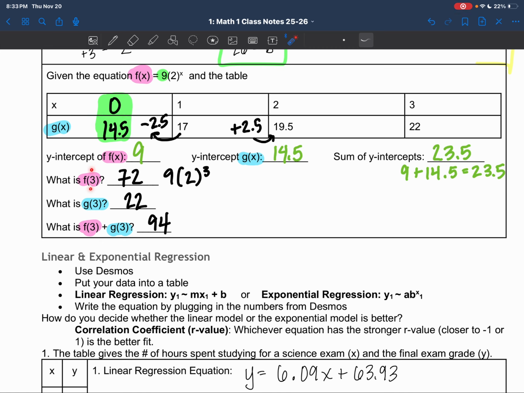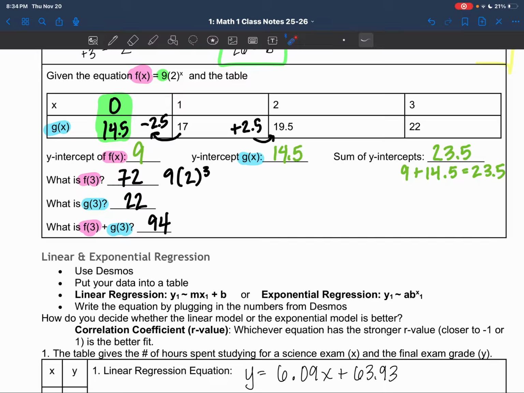What is f of 3? So remember, it's telling us x equals 3. So we're going to look here, and we're going to go 9 times 2 to the third power because this was x. So we're going to write 3 in instead. You're going to get 72. Now for g of 3, well, this is 3 here, so wherever you see x, we're going to figure out where is g of 3, which is 22. And then now we're going to add the 2 together. 72 plus 22 gives you 94.